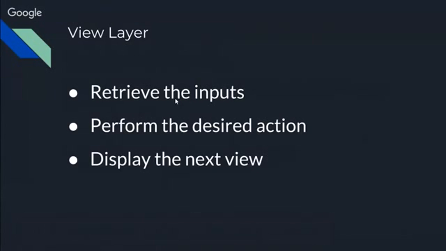So the view layers. In the view layers, we have three things that we divide. The first is to retrieve the inputs. Usually we do an input function to retrieve all the inputs of the user. The second thing is to perform the desired action. For this step, we have the do action function, and we display the next view. And in this part, we display the view with the display function. Each of these functions is to divide and conquer. This is the purpose why we divide all these steps of the view layer.